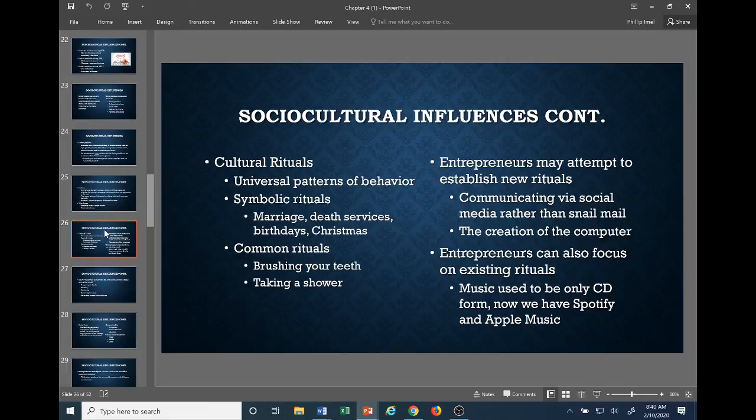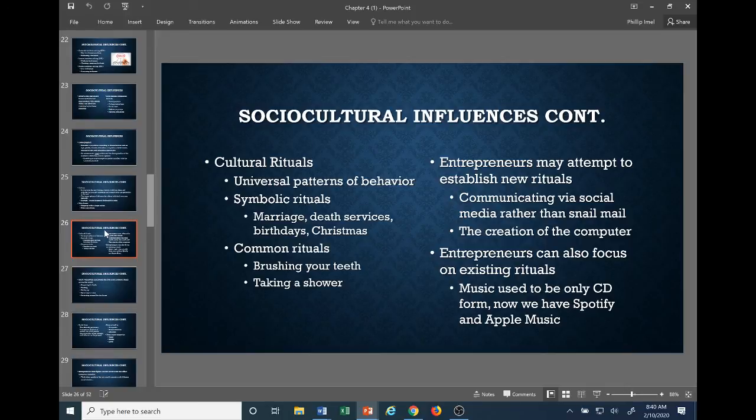Entrepreneurs may attempt to establish new rituals, like communicating via social media rather than snail mail, or the creation of a computer. So just think about those rituals. How many people nowadays, if you want to communicate with someone, are going to get a pen and paper out and write them a letter and then go to the post office or stick it in the mailbox and flip your little flag up for the mailman to take it to them? No, you're going to send them a text or an email, or just get on Facebook or something of that sort. So just new rituals and changing cultural boundaries or cultural trends.